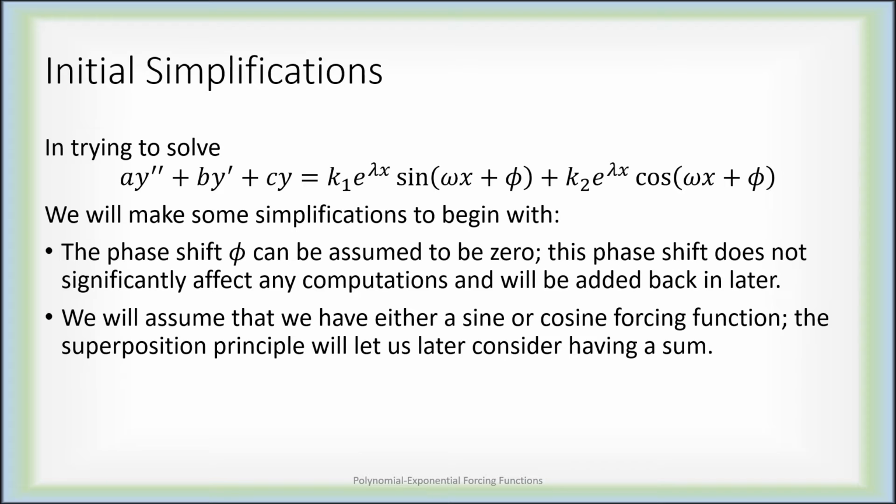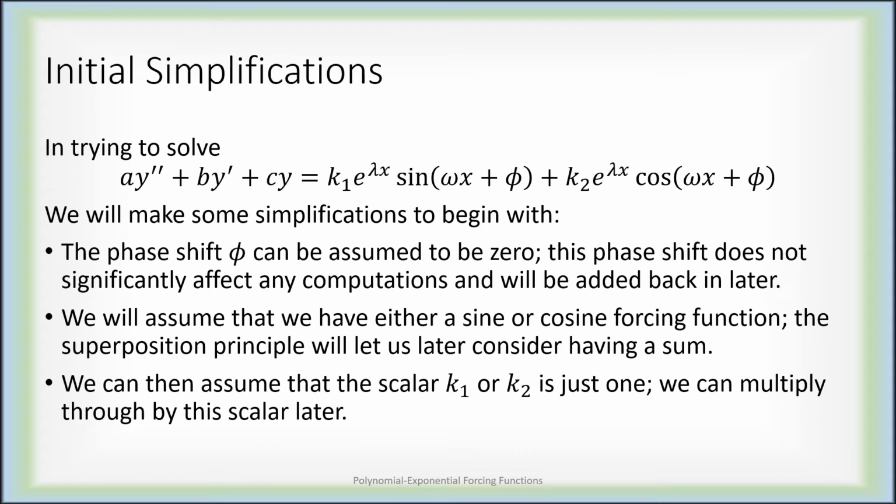We're also going to assume that we have either a sine or a cosine function, rather than trying to treat both at once. If you happened to have both, well then the superposition principle can still be used to do each term individually. Then we're going to assume that the scalar k1 or k2 is just 1. Rather than deal with a linear combination of these two terms to begin with, we're going to ignore one of them altogether and assume that the other coefficient is 1. Then, through a combination of linearity and the superposition principle, we could recreate anything we wanted.